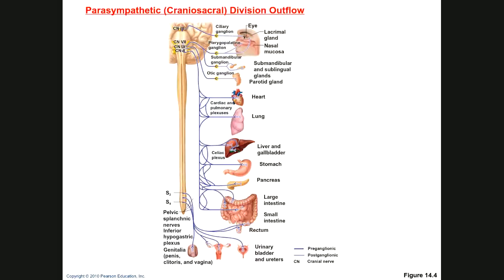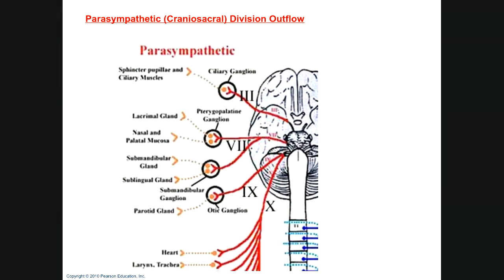And yet another picture of the same, in this case showing you cranial nerve number 3, oculomotor, going to the ciliary ganglia and from there into the eye. Cranial nerve number 7, the facial nerve, goes to the pterygopalatine ganglia and from there to the lacrimal and salivary glands. And otic right here for number 9, going to salivary glands.